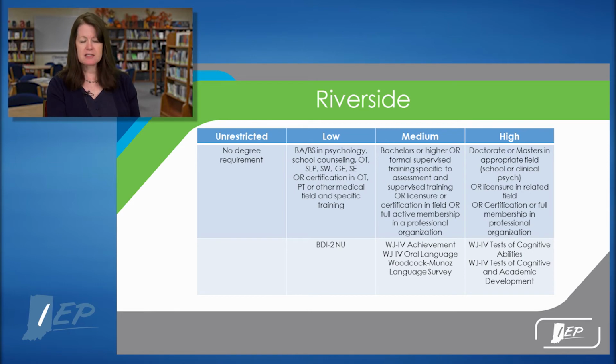So the Woodcock-Johnson Tests of Cognitive Abilities falls into that high category. And then also the WJ4 Tests of Cognitive and Academic Development, which I've never used, but is another one of their tests that they sell. So those all fall into that high category.